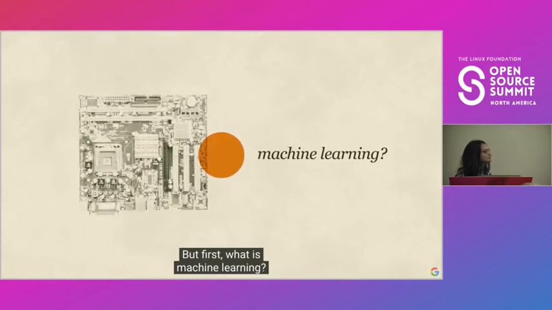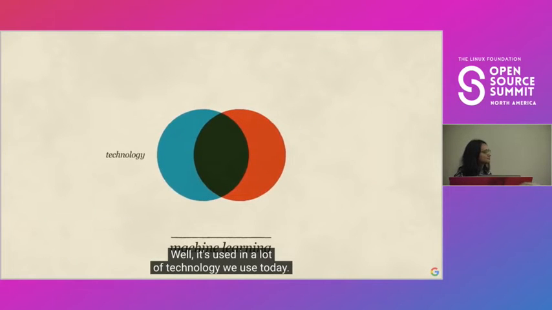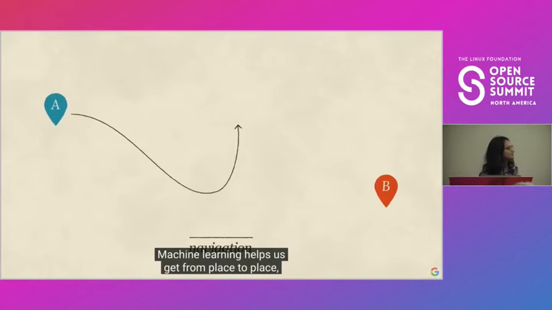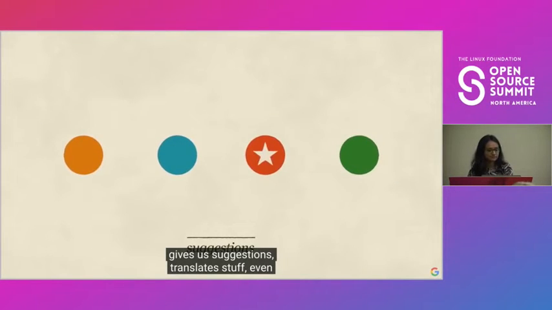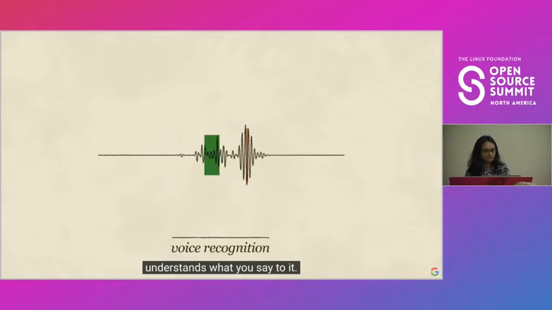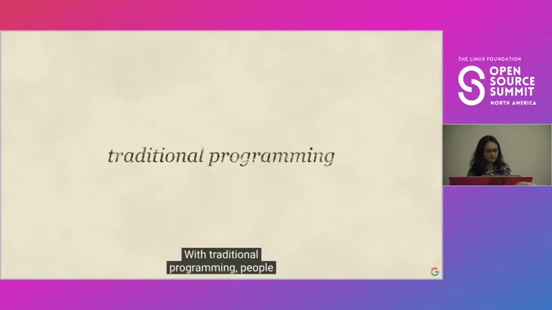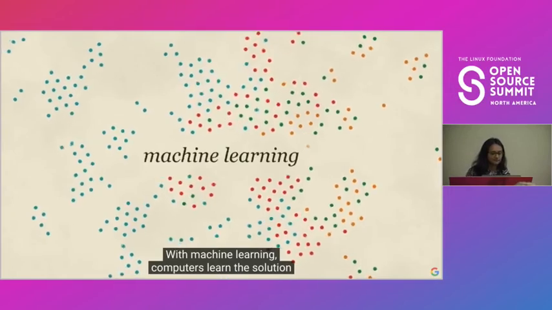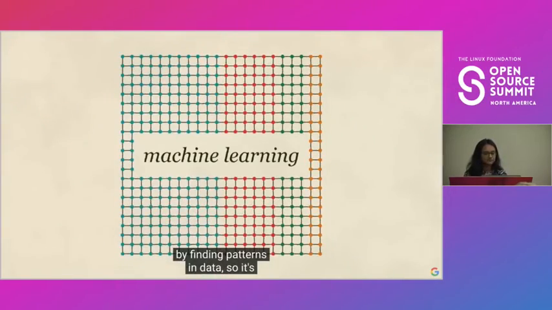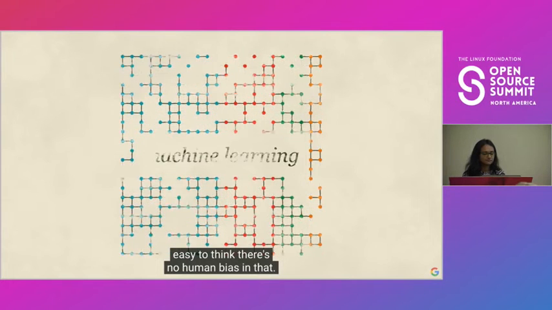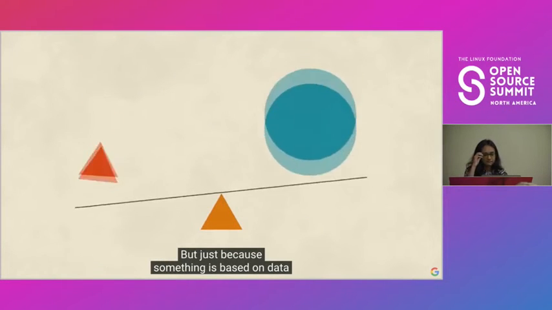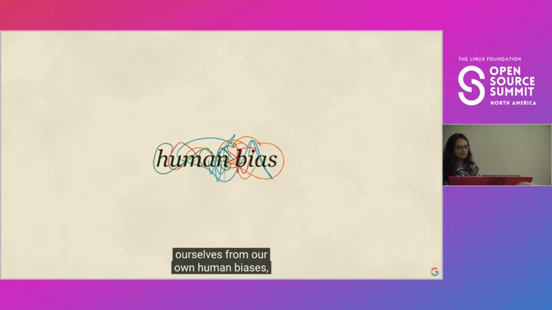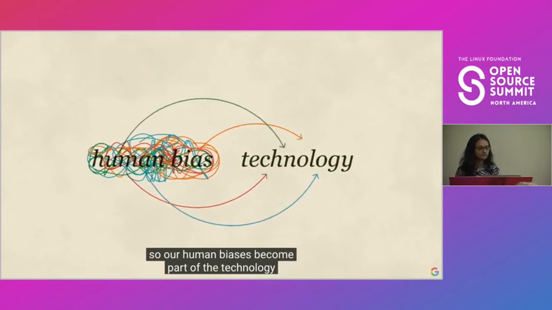But first, what is machine learning? Well, it's used in a lot of technology we use today. Machine learning helps us get from place to place, gives us suggestions, translates stuff, even understands what you say to it. How does it work? With traditional programming, people hand code the solution to a problem, step by step. With machine learning, computers learn the solution by finding patterns in data. So it's easy to think there's no human bias in that. But just because something is based on data doesn't automatically make it neutral. Even with good intentions, it's impossible to separate ourselves from our own human biases. So our human biases become part of the technology we create in many different ways.